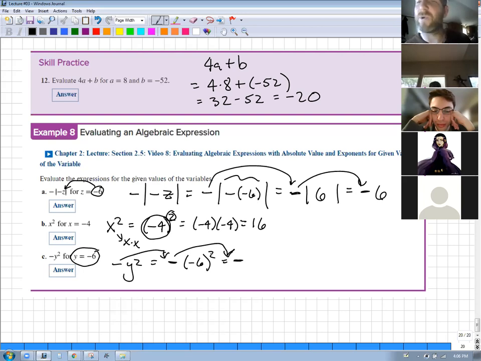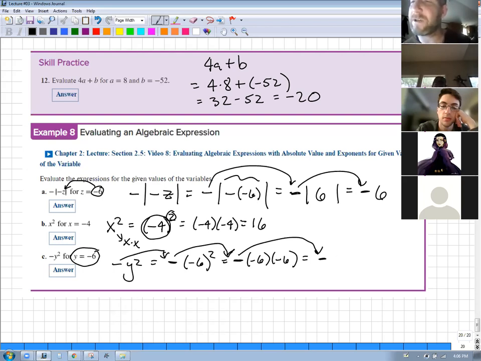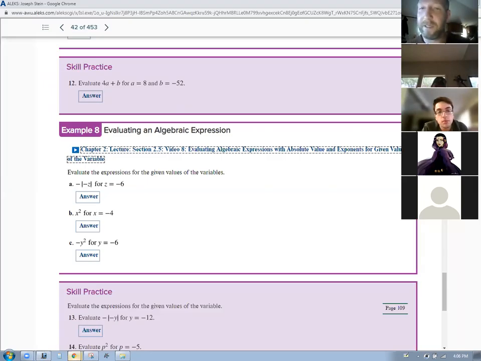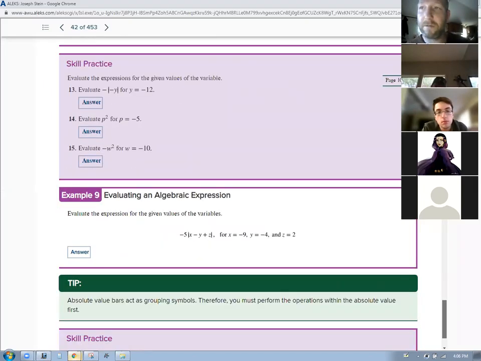And a -6 squared, that's -6 times a -6, right? Negative 36. Right, we still have this minus. -6 times -6 is 36. All right, so problems like this, you should be able to get to where you can do these in your head. You're taking -6, squaring it, and then throwing a minus in front. So a -6 times a -6 is +36, and then a minus makes it -36. That was example 8.